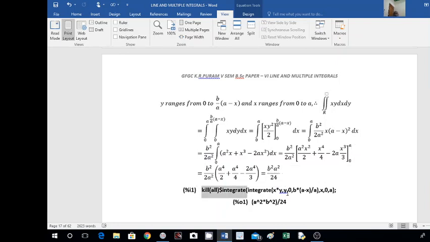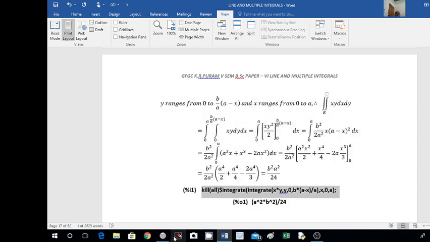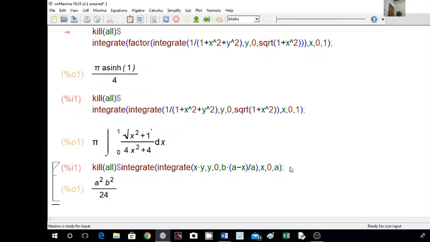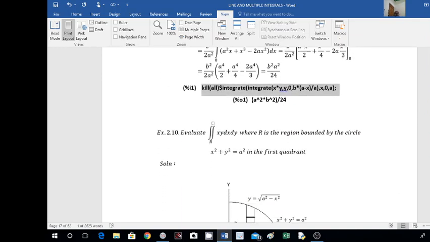Again let me verify this result with Maxima. I will copy this, go to Maxima, paste here, and execute with shift enter. We get a squared b squared by 24. Yes, a squared b squared by 24. Okay, thank you.